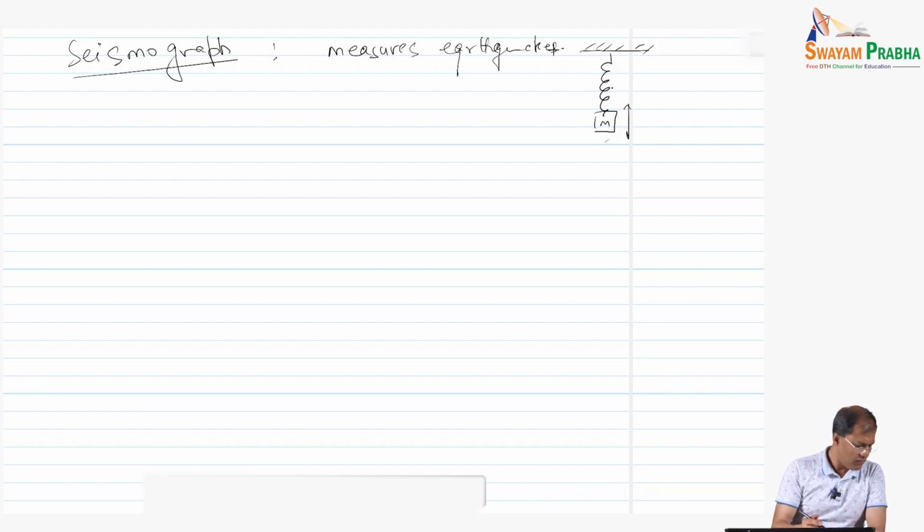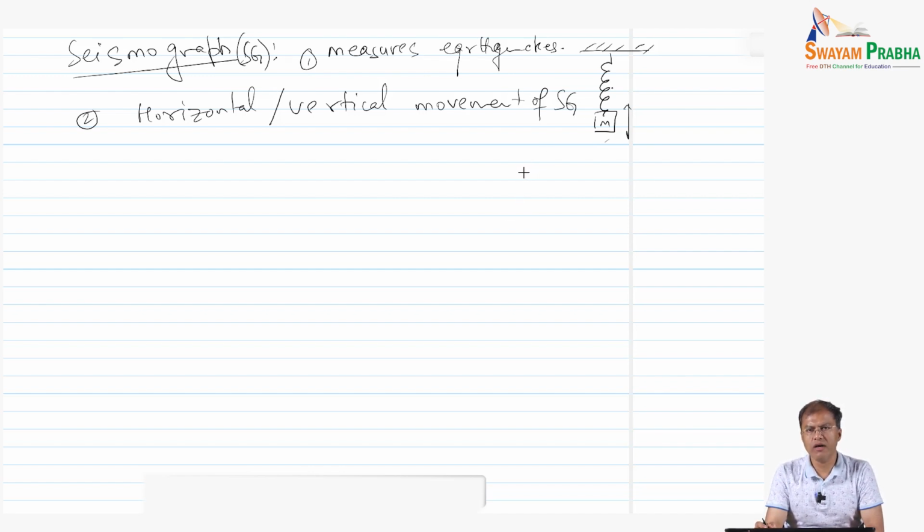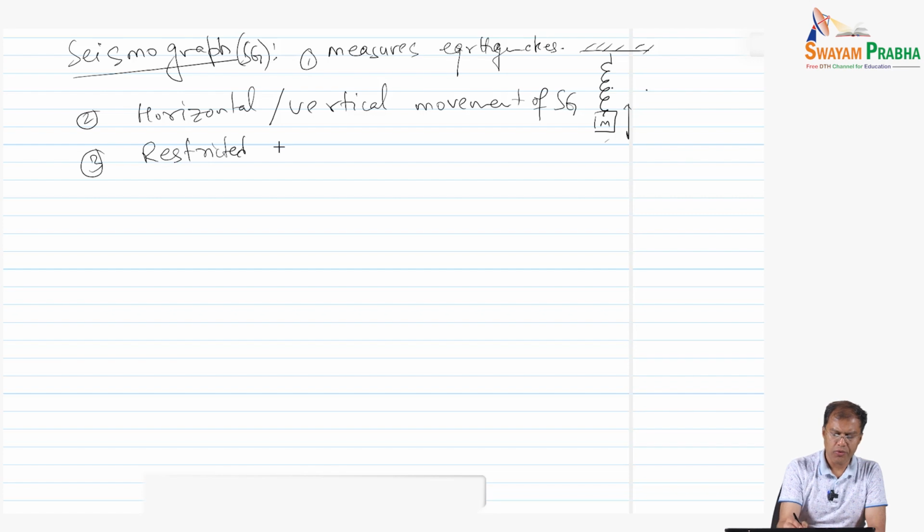So typically, in a real setup, we have both the horizontal and the vertical movements of the seismograph. Let me denote it by SG, right? But the problem at this point is that we are going to look at only the vertical movement of the seismograph. So we restrict only to vertical movements. Okay.